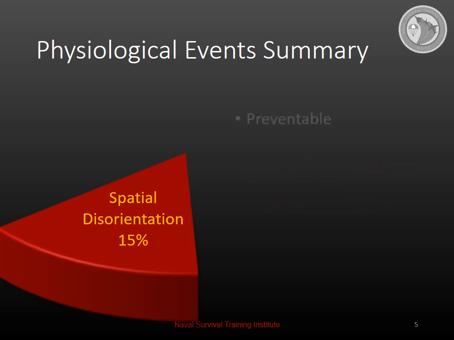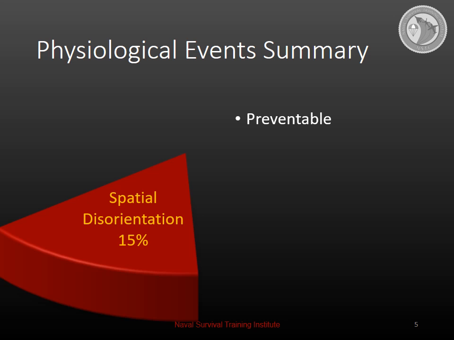The problem is that spatial disorientation is preventable. Those aircrew have gauges in their aircraft that tell them about their position in space, the orientation of their aircraft, where they are on the planet. So they have the information available to maintain orientation, but for some reason they didn't or couldn't use it.